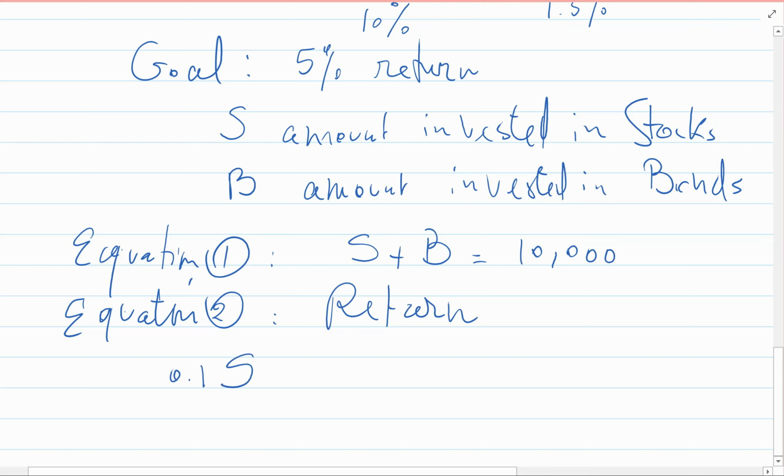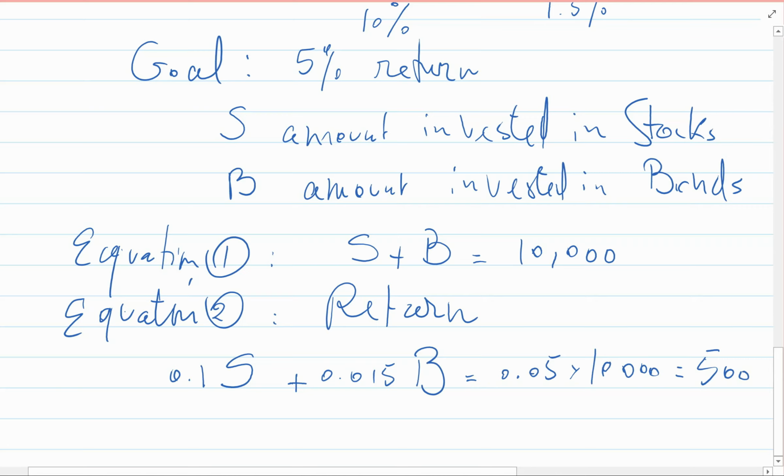That is the amount the S dollars invested in the stock will return, 10%. Plus how much the bonds are returning, 1.5%, which is 0.015 times B. That's the amount the bonds, the amount invested in bonds, will return. So if I add them, that will be my total return, which I want to be 5% of 10,000, which is 500. So that's my second equation.